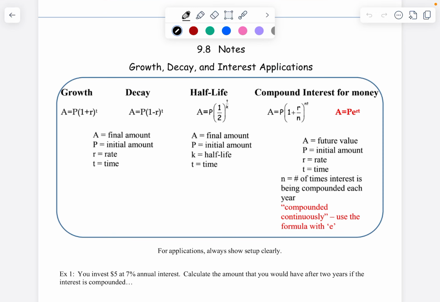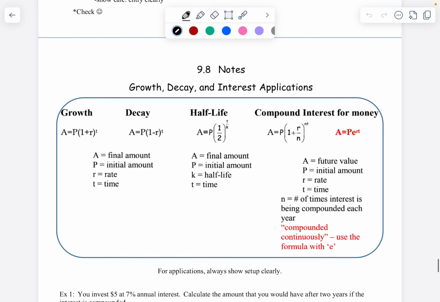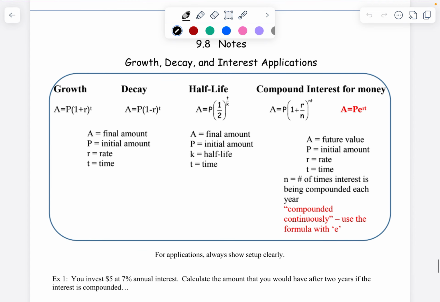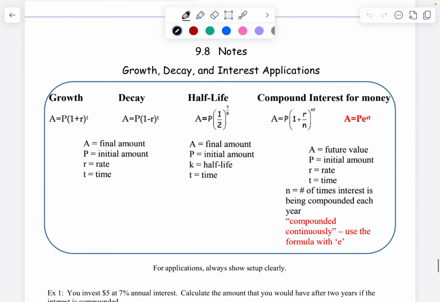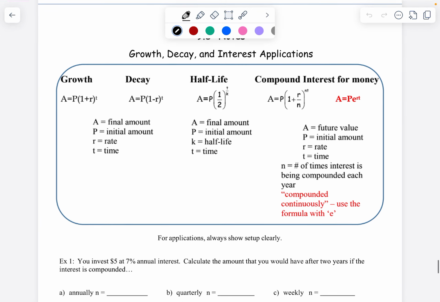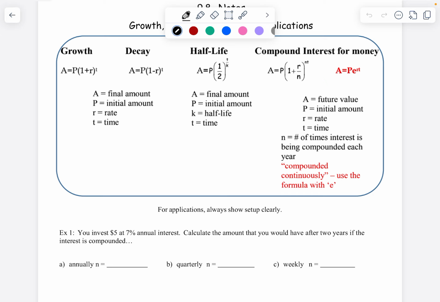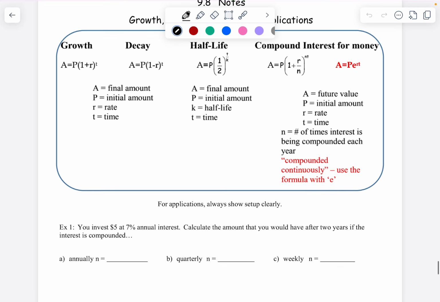All right, in this lesson, we are going to look at some growth, decay, and interest applications. Some of this will be a review from our exponents unit, and some of this will be new now that we know log. And so we have seen the growth and decay formula where A is the final amount, P is the initial amount, and then if it's growing, you add the interest rate.